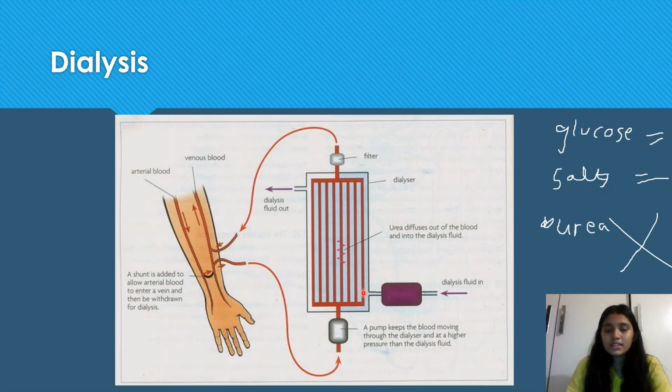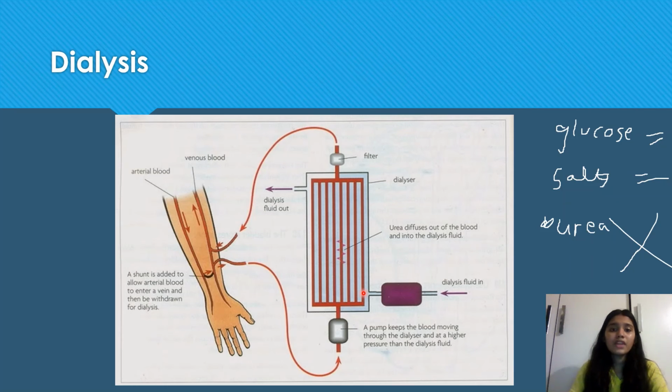And what happens is that the blood from the body is free of urea and it is purified. Toxic substances are removed. Usually dialysis occurs when a patient has kidney failure or something and there's a buildup of toxic waste substances. So these processes cannot happen, but here this dialysis allows it to happen.